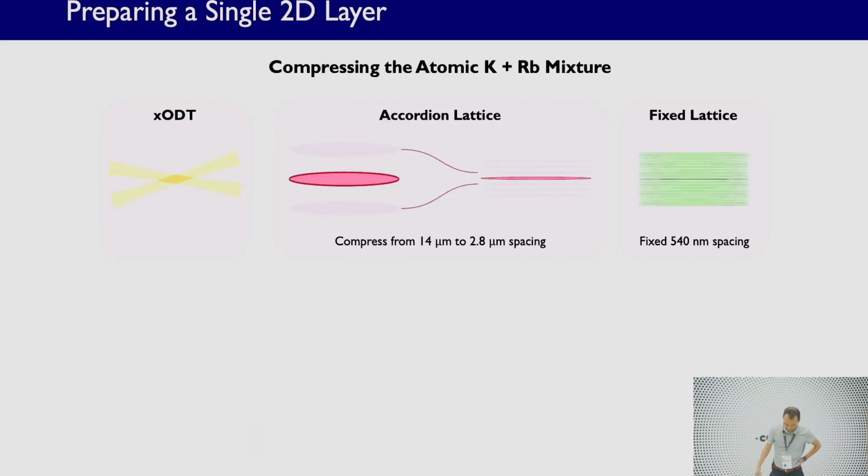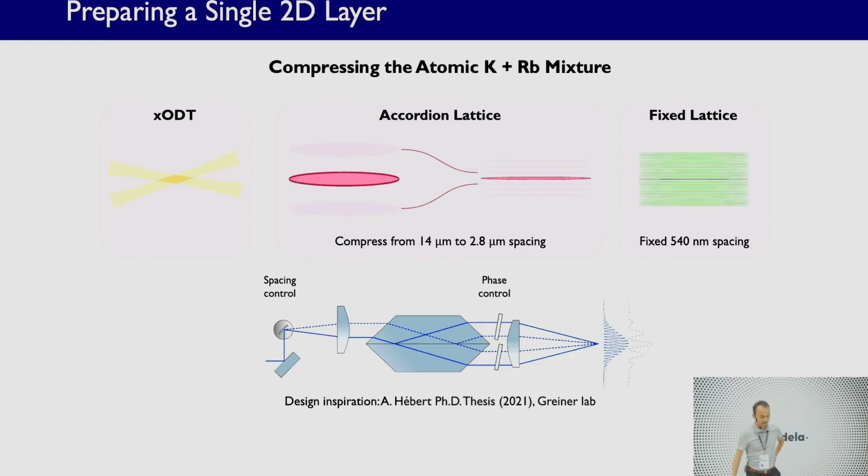And the way we do it is we start with an atomic mixture of K and Rb atoms in a crossed optical dipole trap. Then we load into a large-spacing accordion lattice at a spacing of 14 microns, and we compress down to 2.8 micron spacing. After that compression, the Rb, which is bosons, is small enough to be fully loaded into a single layer of this 540 nanometer spacing vertical fixed-spacing lattice.